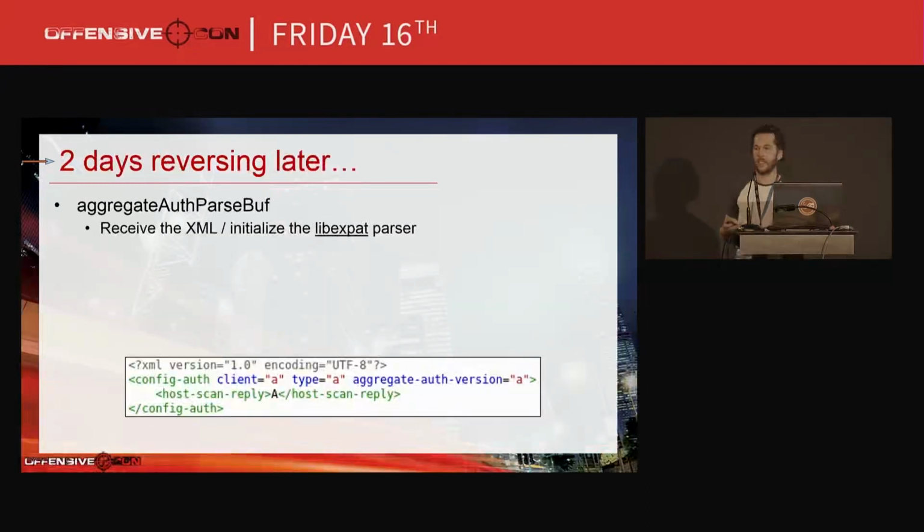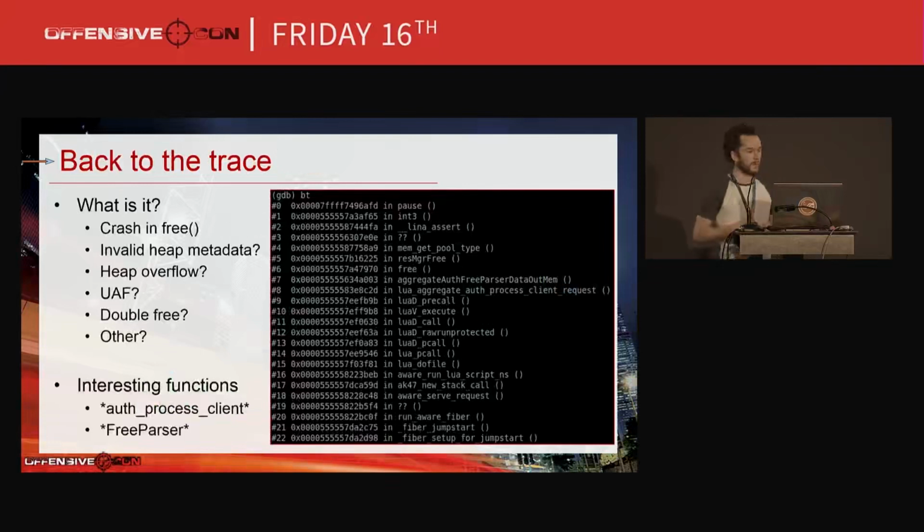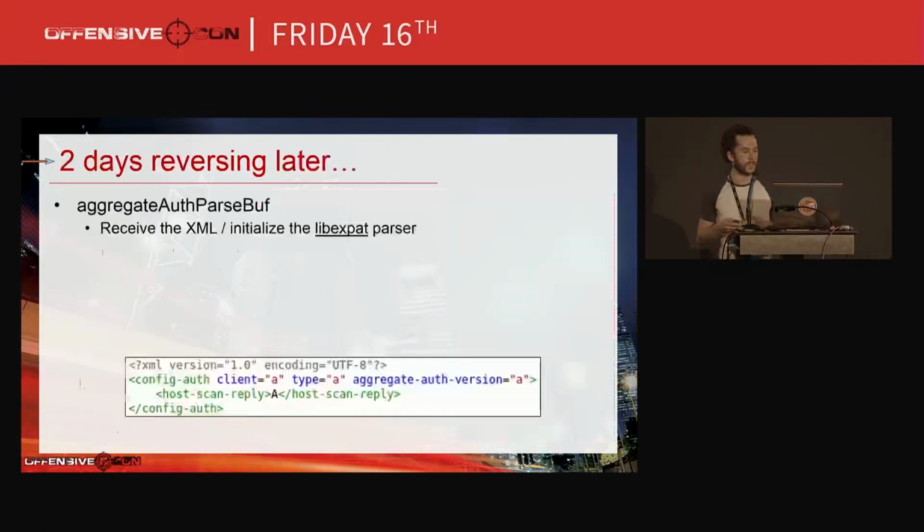So now we have a starting point. We look from the backtrace at the different functions around that. After 2 days of reversing, we ended up with some understanding of the bug. So we have aggregate_auth_parse_buff, which is responsible for parsing the XML.